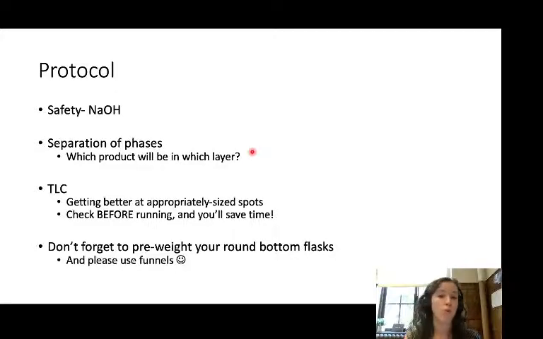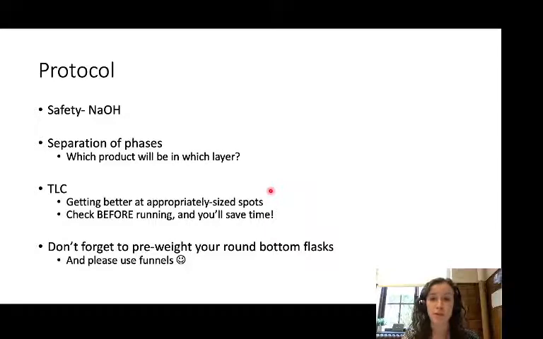Additionally, folks, when we're pouring liquids from one piece of glassware to the next, let's make sure to use a funnel. TLC. So this week we'll be doing TLC again. Let's work on making those TLC spots even smaller this week.